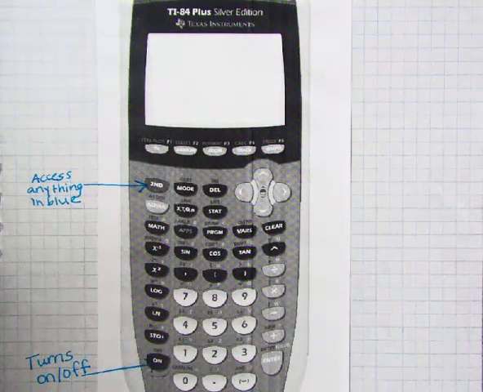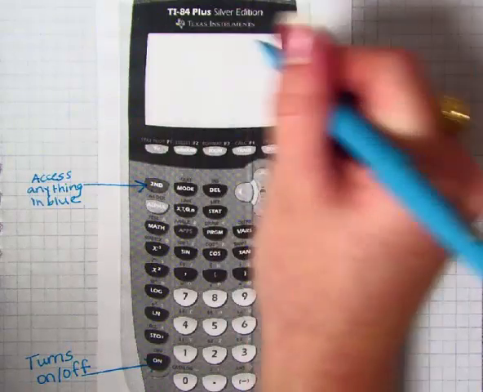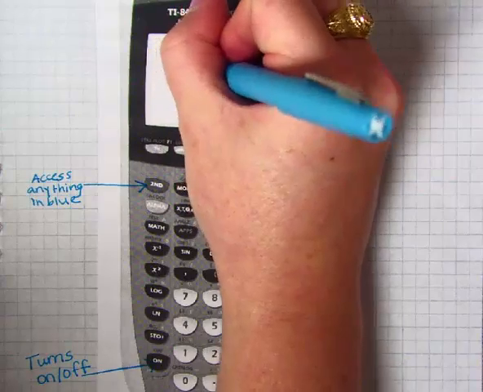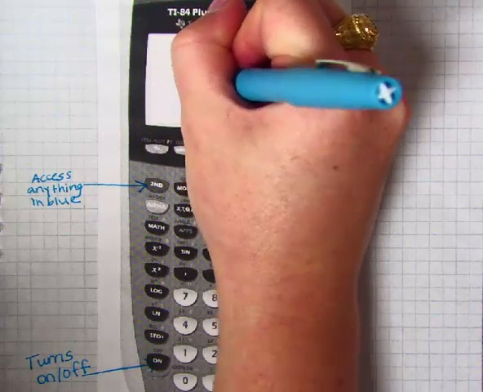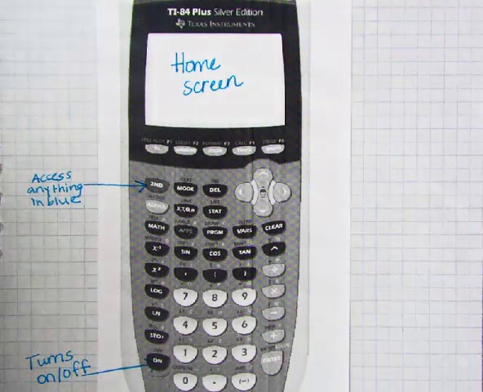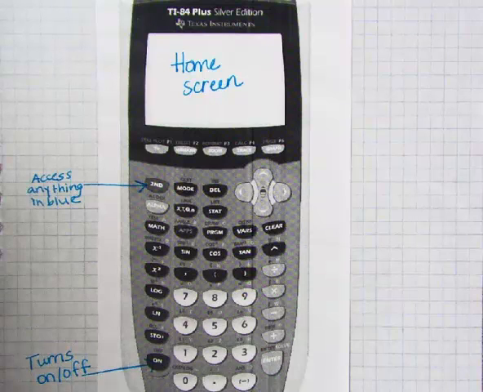Now when you turn on, you get this blank screen and there's a little blinking cursor. We call this the home screen. So anytime I ask you to go back to the home screen, I'm just asking you to go to that main screen. All right, let's talk about our basic.